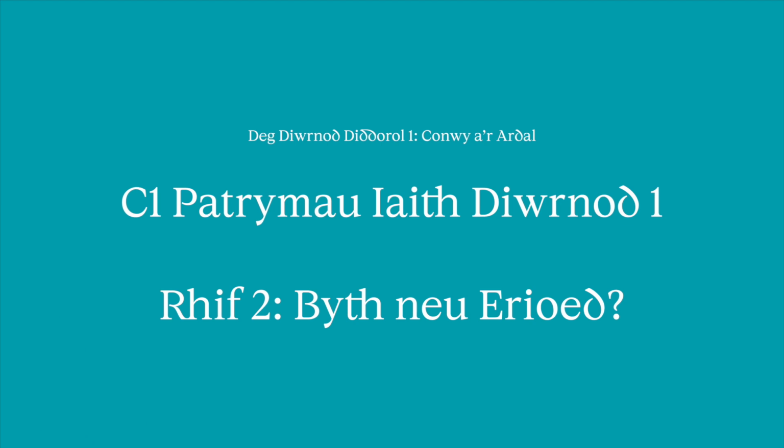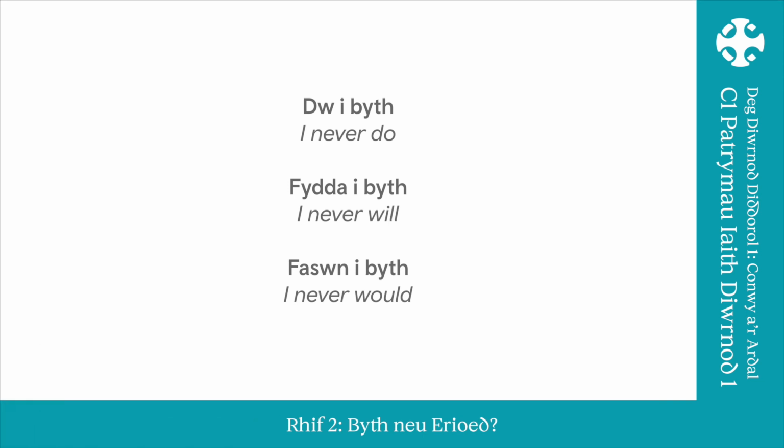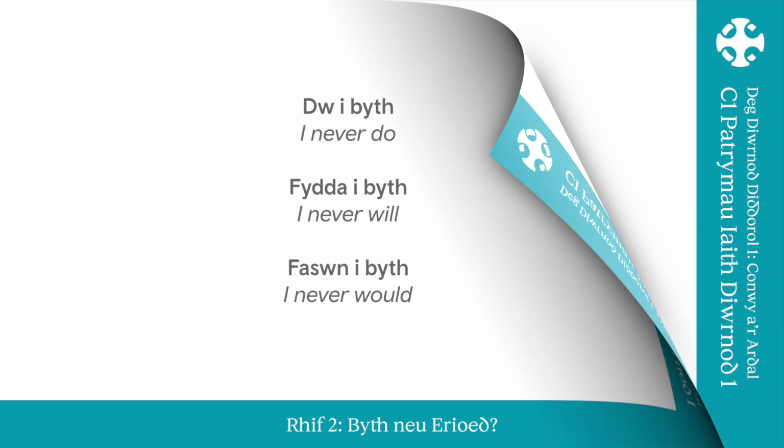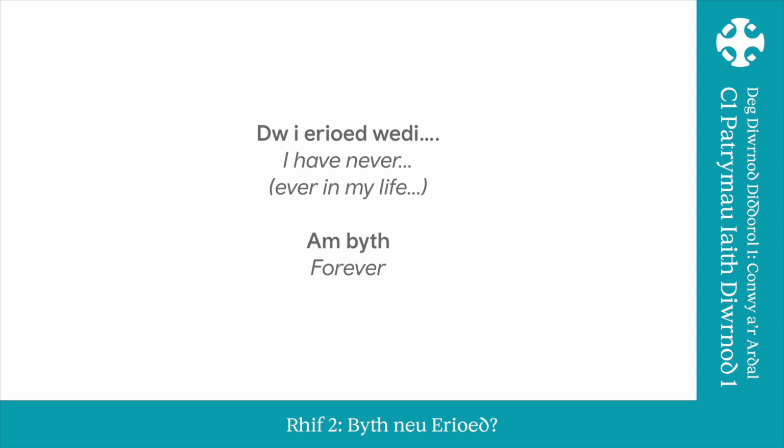Number 2. Byth or erioed. Two words meaning never. Byth: I never do, will or would. Present, future, conditional. Dwi byth. Fydda i byth. Faswn i byth. Erioed is never in a virginal sense: I have never ever in my life. Past tense. Dwi erioed wedi. Am byth is forever.